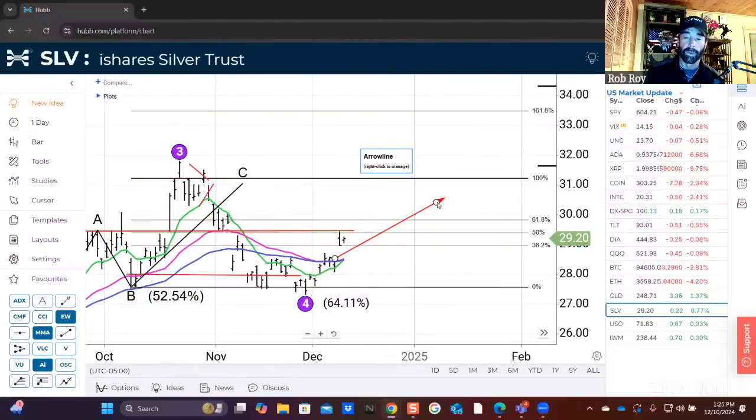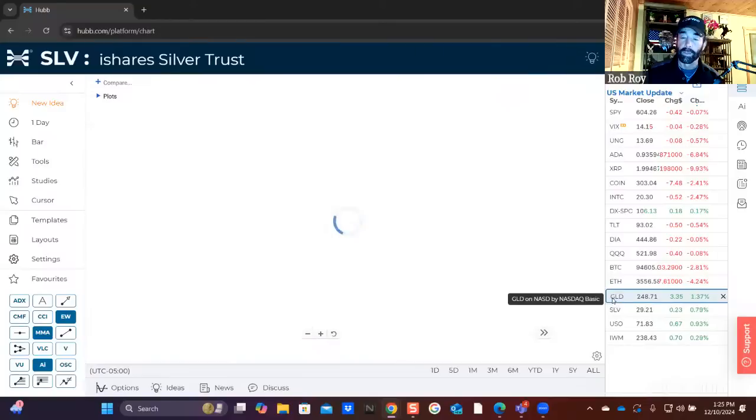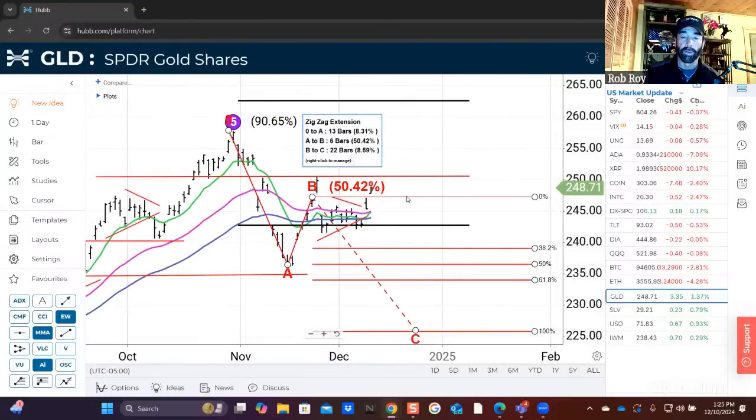Without those, if the tariffs aren't going to be as strong as feared, then yes, I think that we see a renewed bid in the metals, but we might be jumping the gun here a little bit. We might be starting a little bit sooner than I expected, but we're not out of the trading range yet.